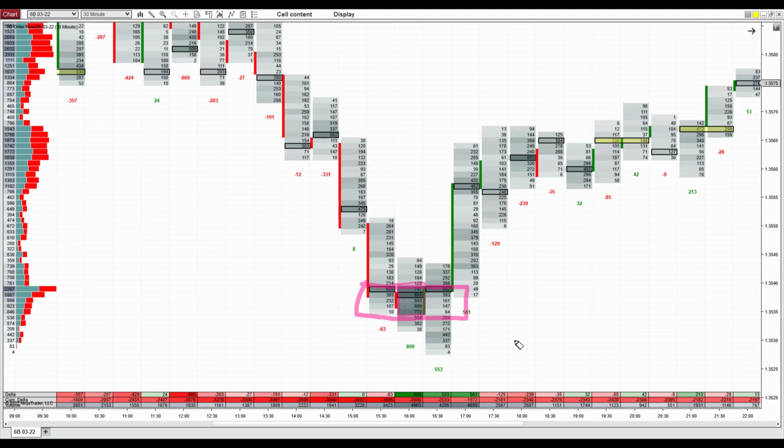By the way, if you look at the delta, those are the numbers below the footprints, then you can see those buyers jumping in. Green delta means more aggressive buyers than aggressive sellers. Another interesting thing was that the price was dropping, but delta was actually positive in this footprint, which means more aggressive buyers than aggressive sellers. Then in this footprint, it was only slightly negative.